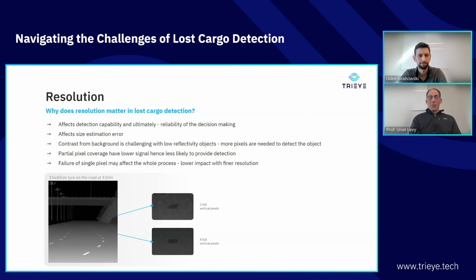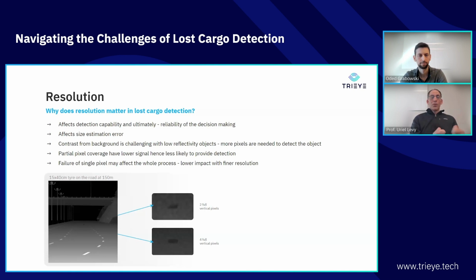And obviously, one may ask, why does resolution matter in lost cargo detection? And there are many reasons for that. First, it affects the detection capability and ultimately the reliability of the decision making, whether we have detected or not detected a lost cargo object somewhere on the road. Then it affects the size estimate error. So we have a way to estimate the size of the object based on the image, and the lesser number of pixels, the higher the error in this size estimation. So that's a major issue.